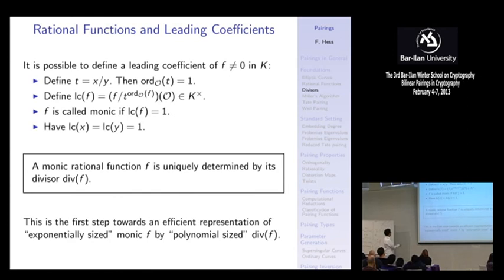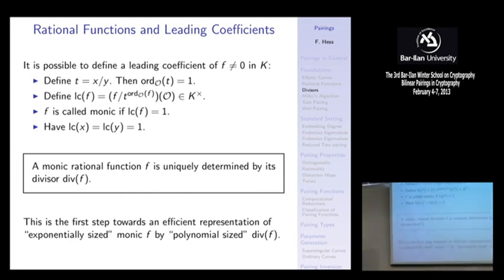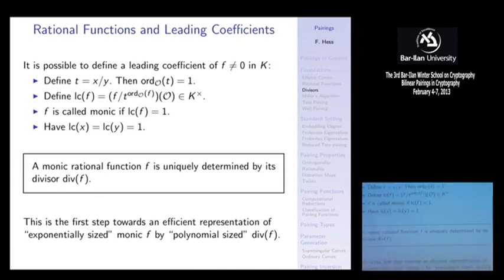Okay, and this is also the reason why it's in a framed box. A monic rational function is uniquely determined by its divisor. First step towards the efficient representation of exponentially sized monic f by a polynomial sized divisor.